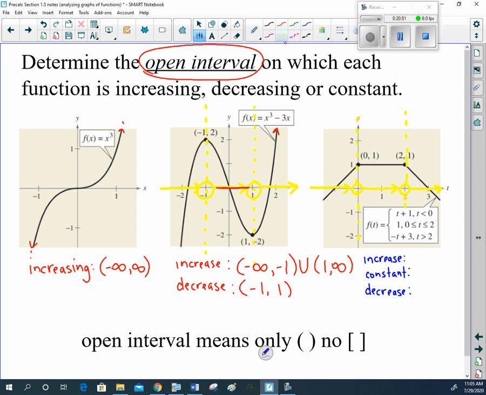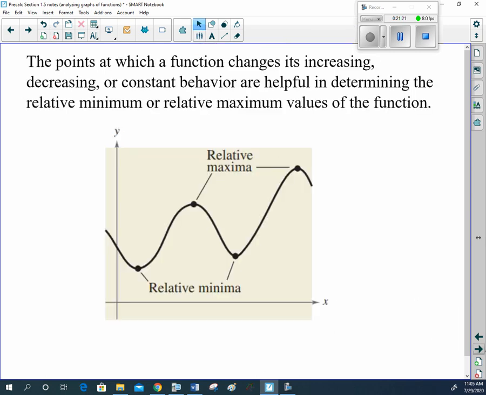So if we're increasing, we're going from negative infinity to 0. Then we're staying constant from 0 to 2. And then we are decreasing from 2 to infinity. So I just read this yellow right here. That's all I read. I don't care how high, how low it goes. I only care about the yellow. That's how we do our notation for increase and decrease.